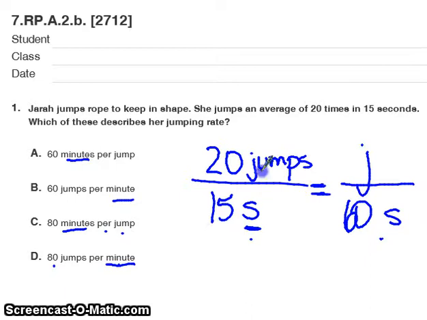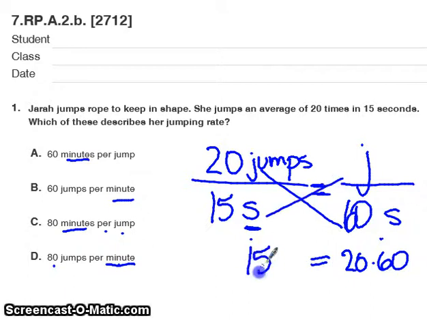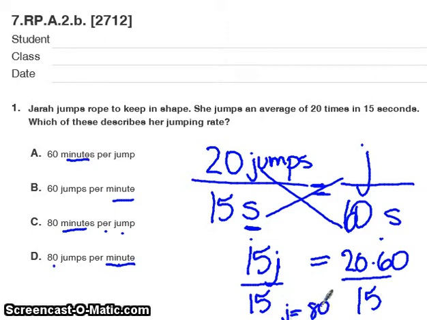That's my unknown. Cross multiply 20 times 60. Cross multiply 15 times J. Divide by 15 both sides. And I get J is equal to 80. Now, that means 80 goes here. I've got 80 jumps in 60 seconds. I know now A is out, B is out. I'm now looking between C and D because they both have 80 and 80.